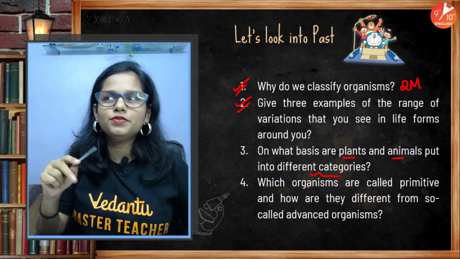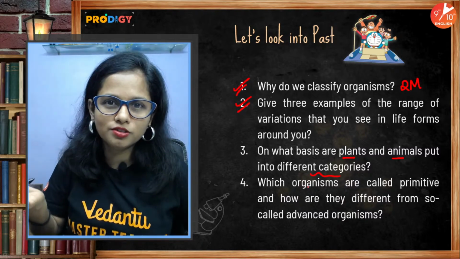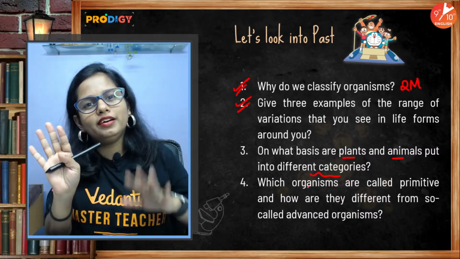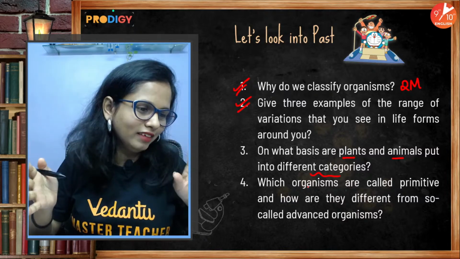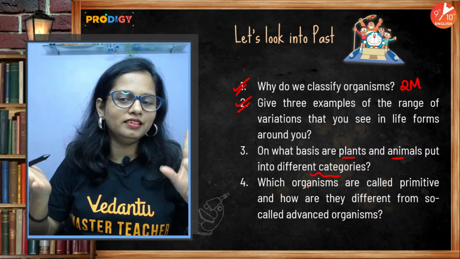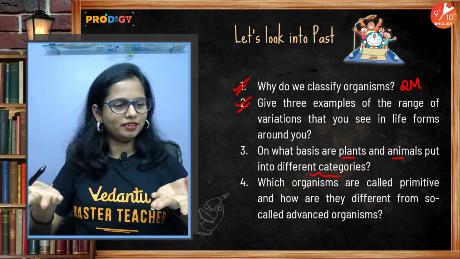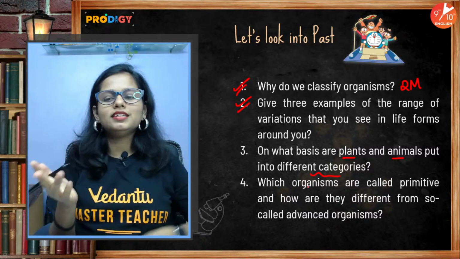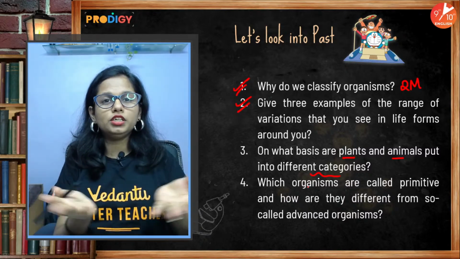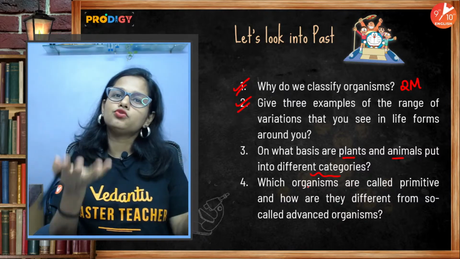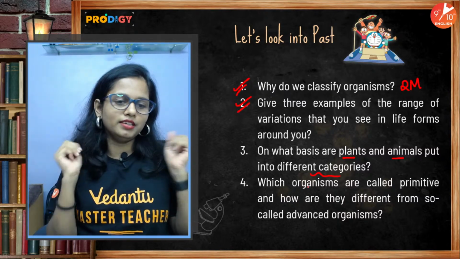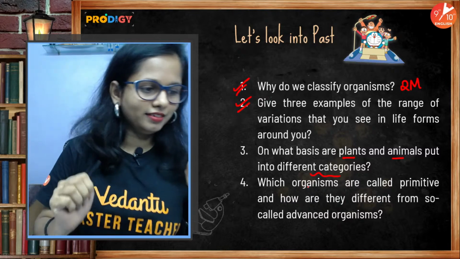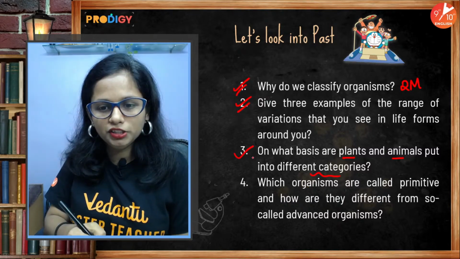In plants, we can have monocotyledons and dicotyledons. But can we have monocotyledon and dicotyledon in animals? Can we have that kind of criteria in classifying animals? No, we can't. So plants and animals differ from each other a lot. So we need to discuss the criteria for classification used for both the kingdoms. Perfect. So that's the third question.